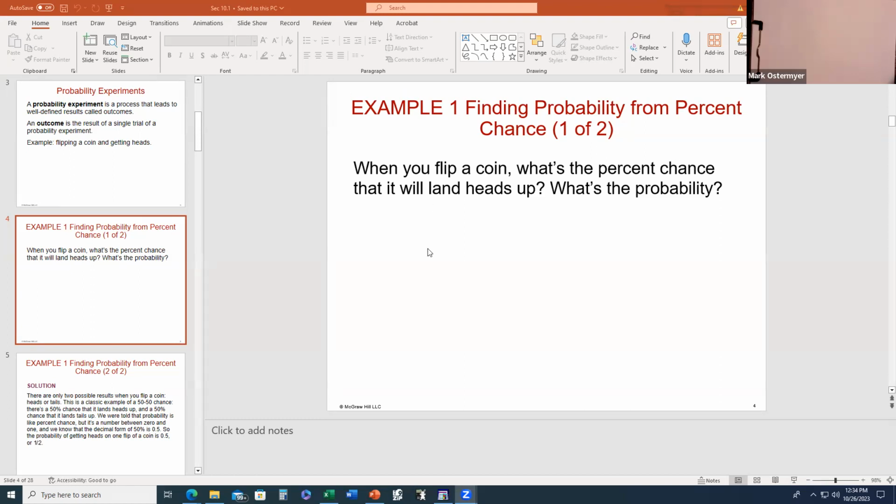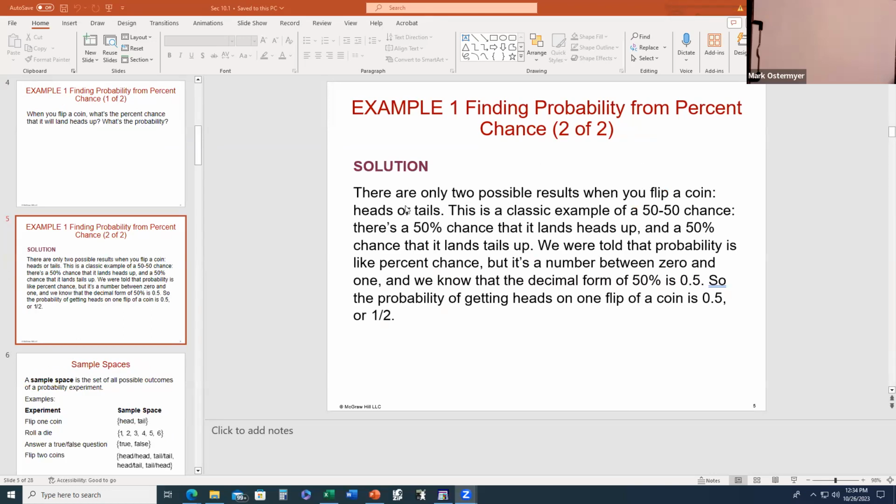All right, so when we flip a fair coin, what's the probability that we will flip a head? And ladies and gentlemen, when we flip a coin, there are only two possible outcomes, either a head or a tail. This is an example of a 50-50 chance. There's a 50% chance that it will land heads up and a 50% chance that it will land tails up. We were told that probability is like percent chance. So probability and chance are pretty much the same thing.